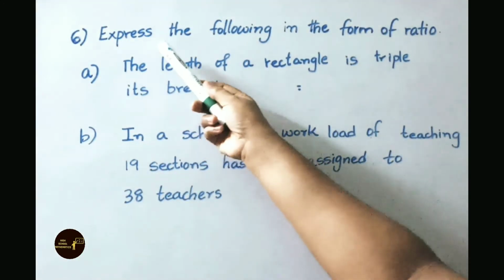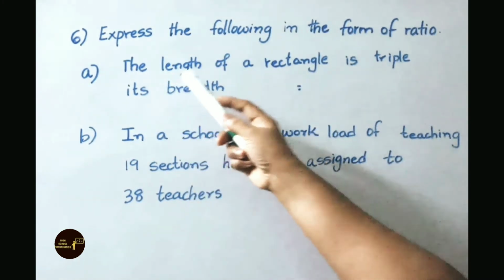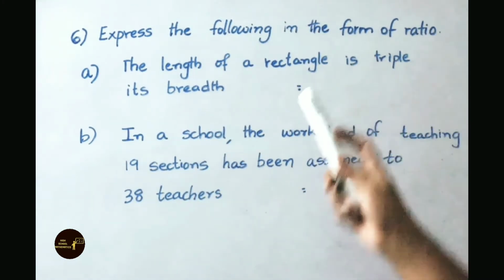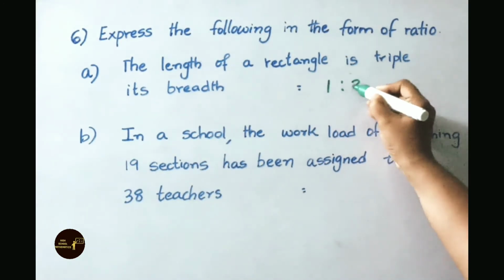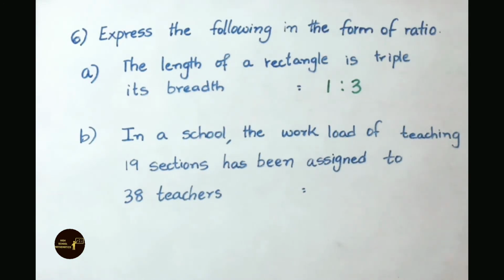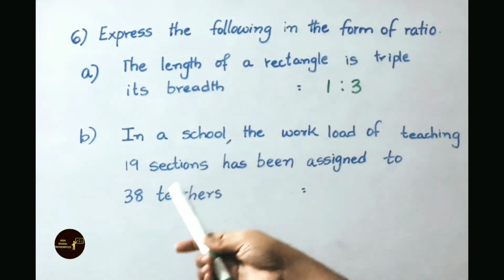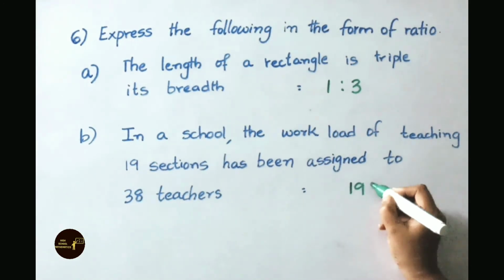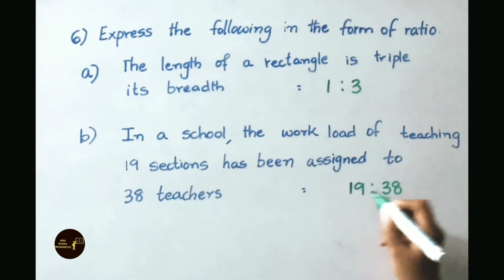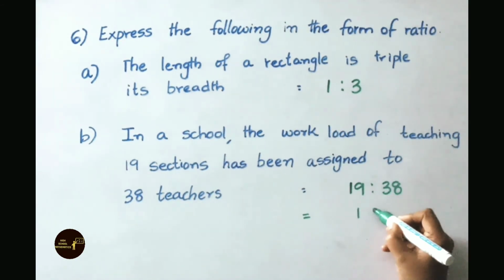See now question number 6. Express the following in the form of ratio. See the A sum. The length of a rectangle is triple its breadth. So the ratio is 1:3. See question number B. In a school, the workload of teaching 19 sections has been assigned to 38 teachers. The ratio is 19:38. On dividing both the terms by 19, the ratio in its simplest form is 1:2.